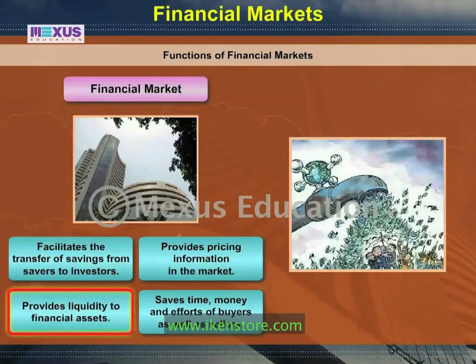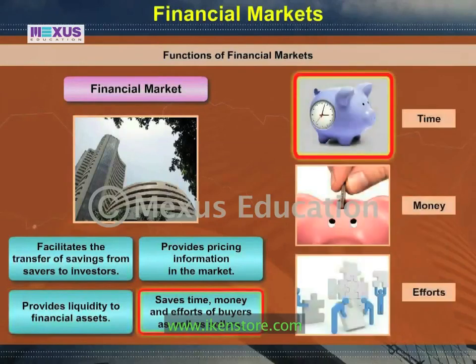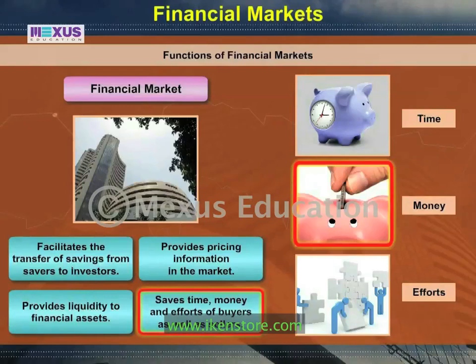It provides liquidity to financial assets by presenting a mechanism for easy sale and purchase of financial assets. It helps to save time, money and efforts that both buyers and sellers of a financial asset would have to otherwise spend to try and find each other.